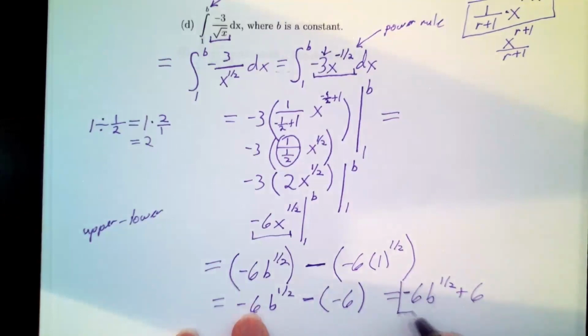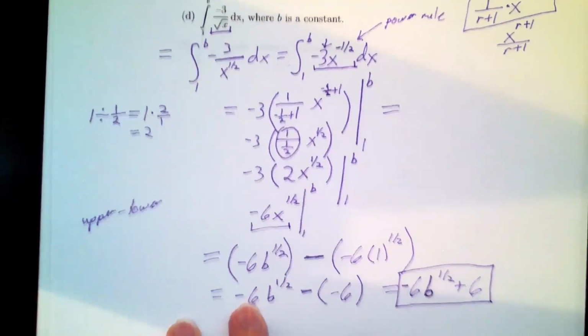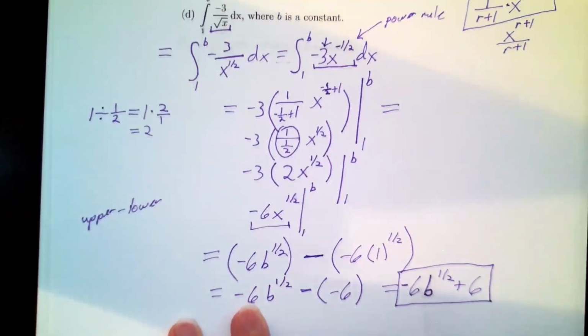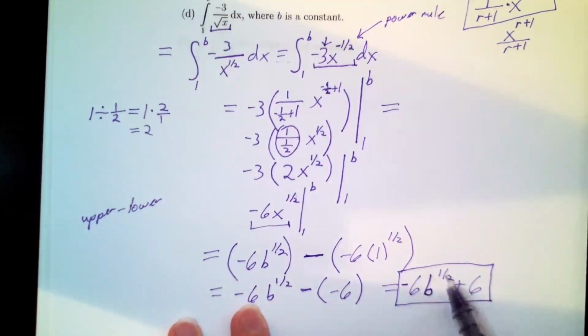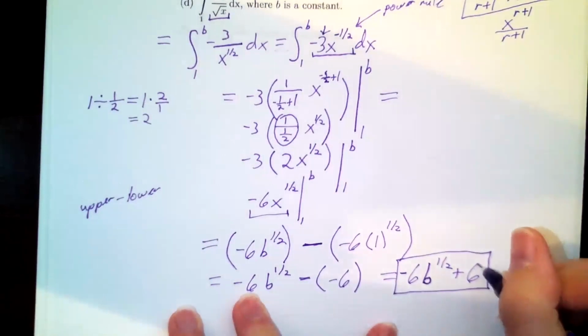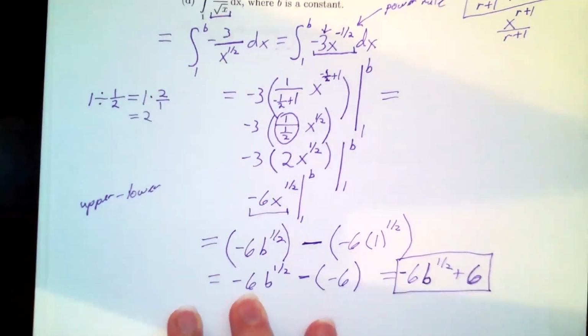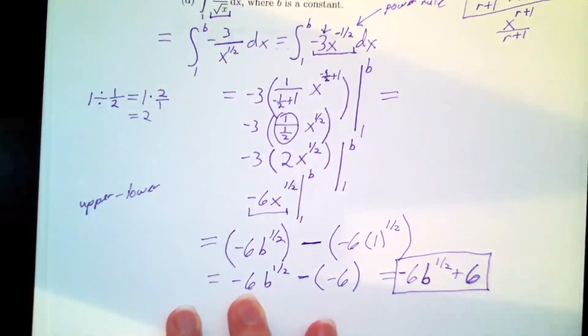Since I don't have a value of b, and b is just arbitrary, some random constant that we don't know, I can't punch this out any further. If I don't know what b is, I don't know what -6b to the 1/2 plus 6 is. So this would have to be my answer, and you'd have to enter it like this. And this is fine. I tried to plug in numbers, and this is as close as I got. We're done.